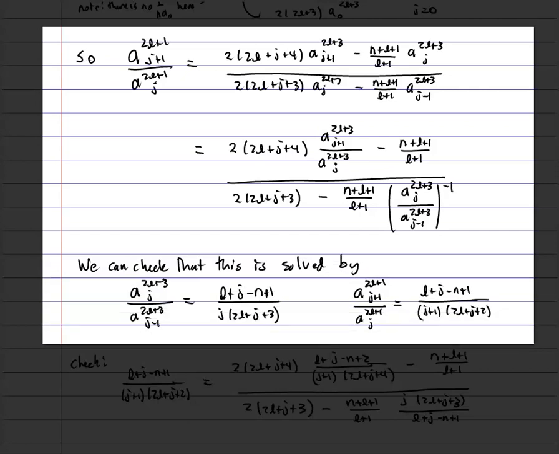If I look at the ratio a 2l plus 3 j divided by a 2l plus 3 j minus 1, I write that as (l plus j minus n plus 1) divided by j, divided by (2l plus j plus 3), and I take a 2l plus 1 j plus 1 divided by a 2l plus 1 j as (l plus j minus n plus 1) divided by (j plus 1) times (2l plus j plus 2).